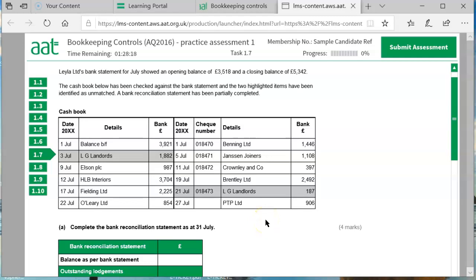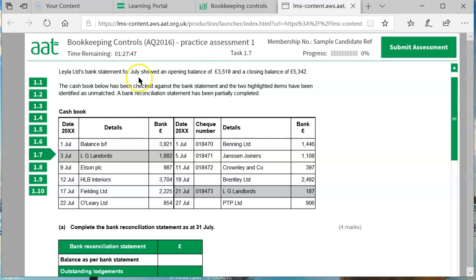Okay everyone, so I said that I will send you some video links on how to do the task 7 from the AAT assessment for bookkeeping controls. So you can see this is the practice assessment 1 from the AAT website and task 1.7, which is the bank reconciliation. This task 1.7 is a little bit different than your practice assessments PA1, 2 and 3 that you have done. Okay, so that's why I'm doing a video link to explain how to do this task.